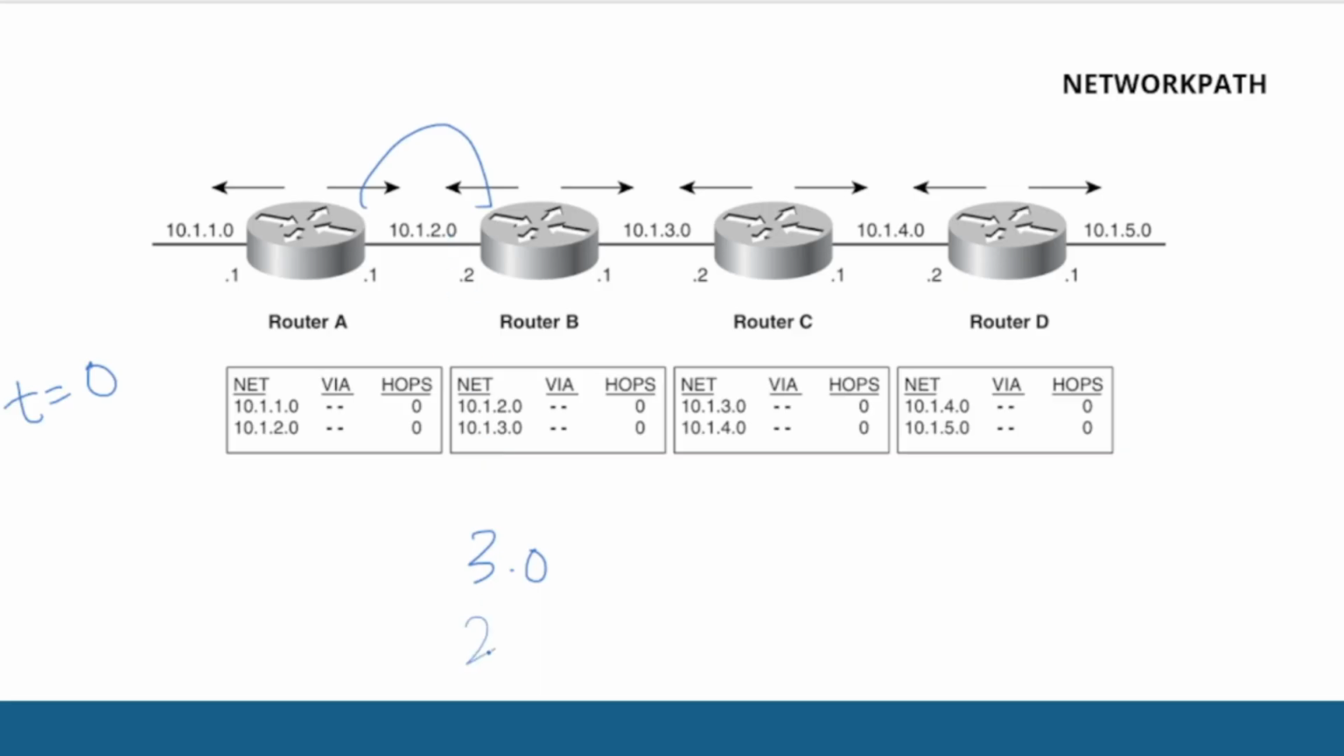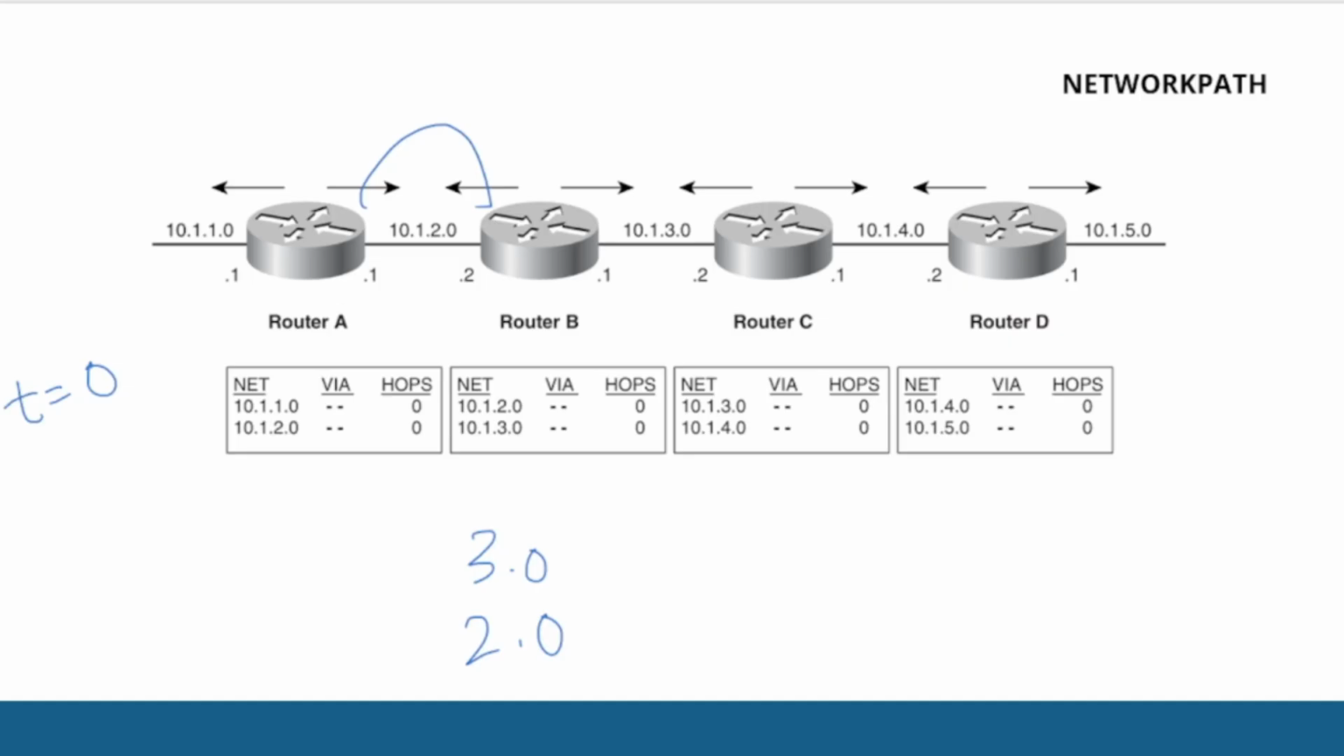And it is saying that 2.0 is also 0 hops away and it is directly connected. But A checks its routing table. It already knows that 2.0 is directly connected, so it ignores B's version because 0 hops is better than 1. If it added B's version, then 2.0, which is directly connected to A, would be updated as 2.0 via B and one hop away, and that would be wrong information. That is why it ignores it and keeps the directly connected route.